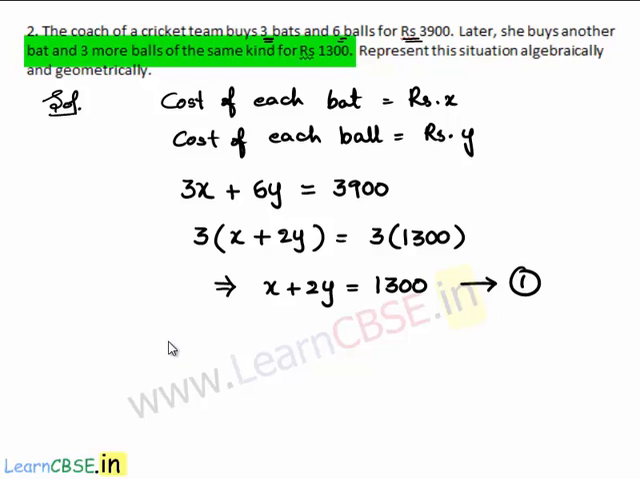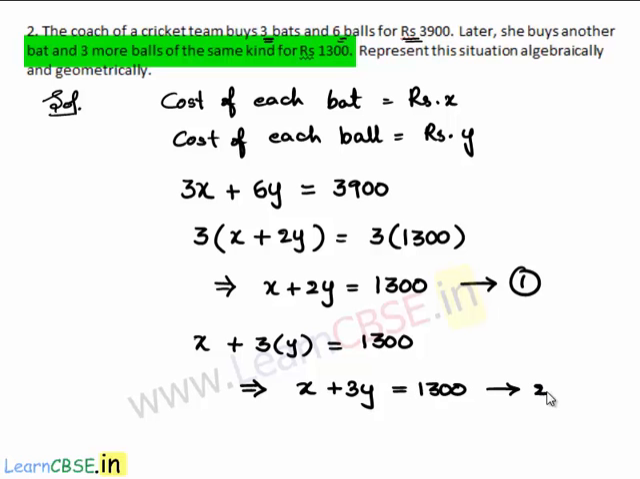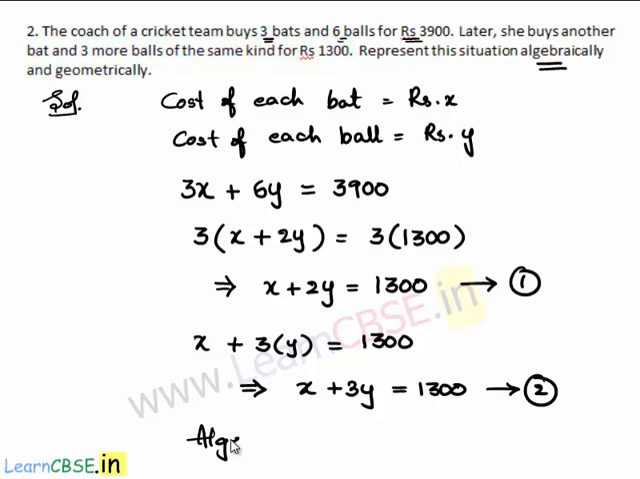Now using the second condition, we can write the cost of 1 bat is nothing but X rupees and the cost of 3 balls is nothing but 3 multiplied by Y. This is equal to the total cost, which is 1,300. So this can be written as X plus 3Y is equal to 1,300. The equation 1 and equation 2 represent the given situation algebraically. This is nothing but algebraic representation.